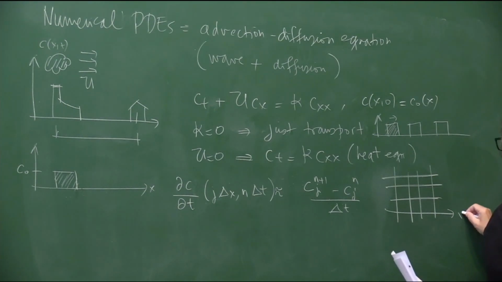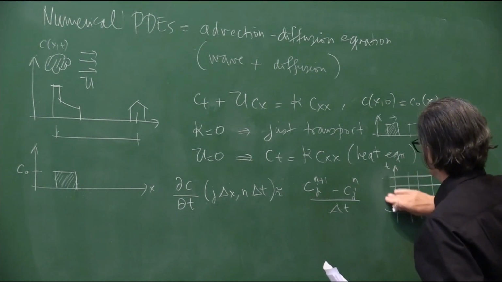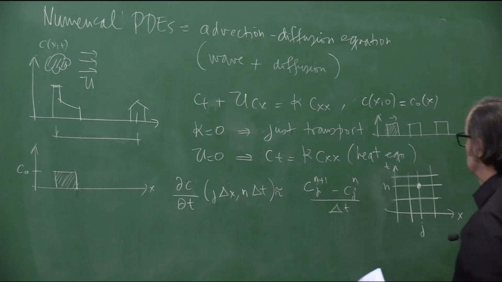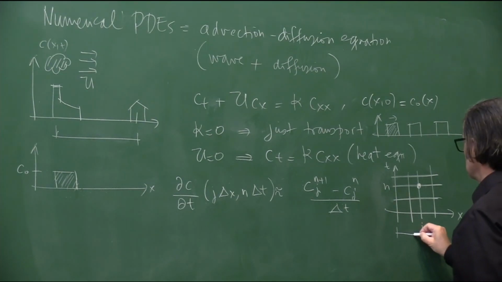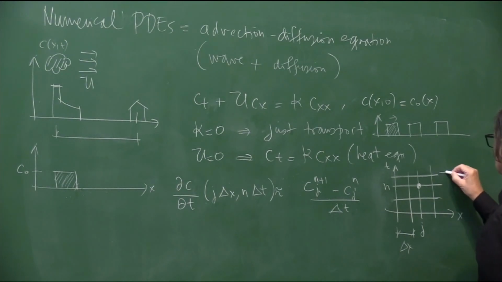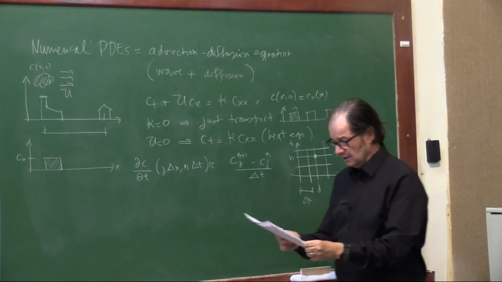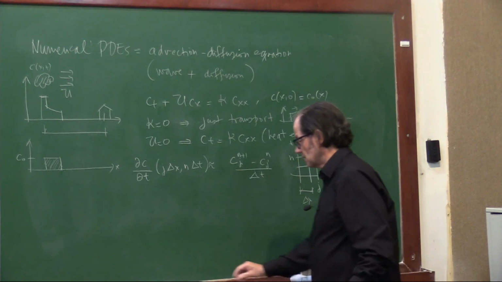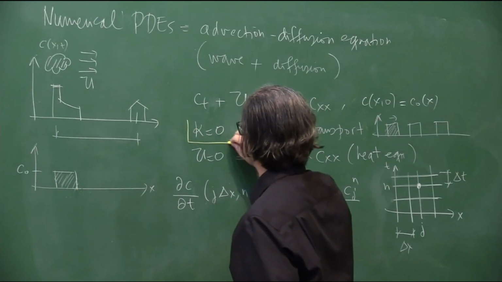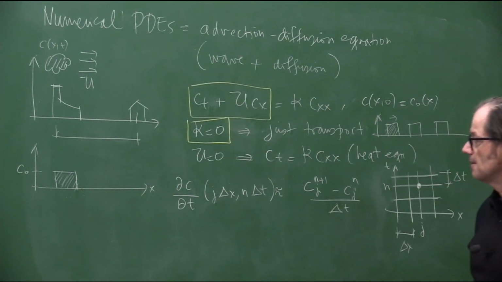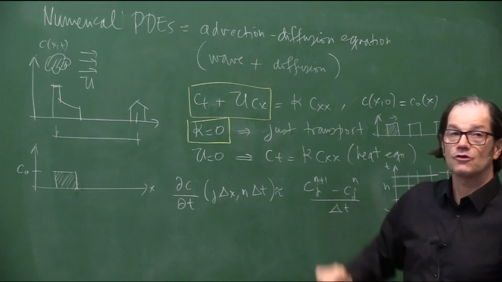Look, if I'm in space-time, this is node J, N. This is delta X. This is delta T. Now I'm going to live on this 2D grid in space and time. No big deal. And now let's try to focus on this case first. So on this part of the equation, the transport part, I need to find an approximation for the derivative in space.